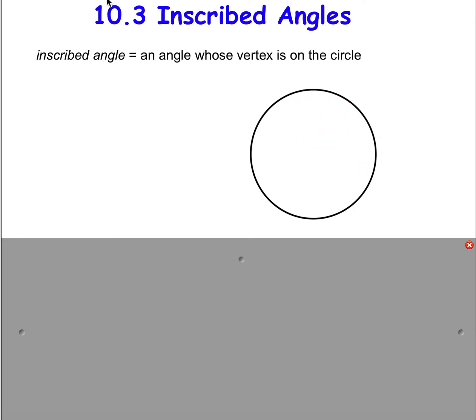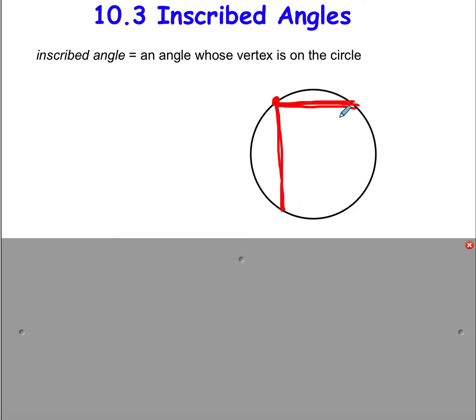An inscribed angle is an angle whose vertex is on the circle. So let's say I draw an angle with a vertex at this point right here. Let's say I draw this angle here. That is an inscribed angle, and that is an inscribed angle precisely because its vertex is on the circle.